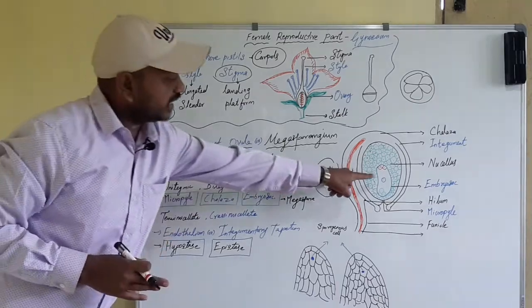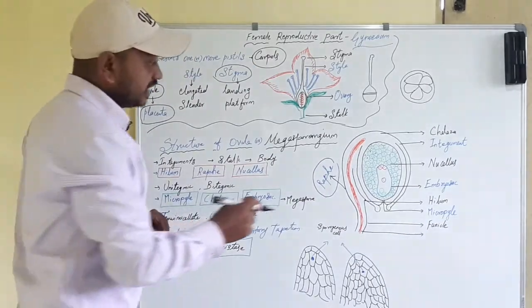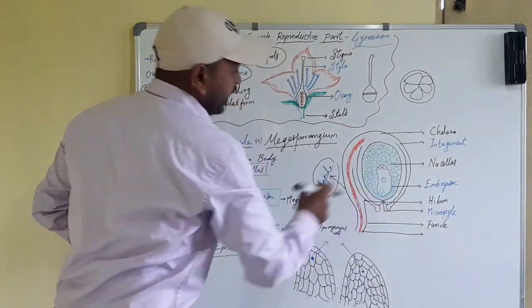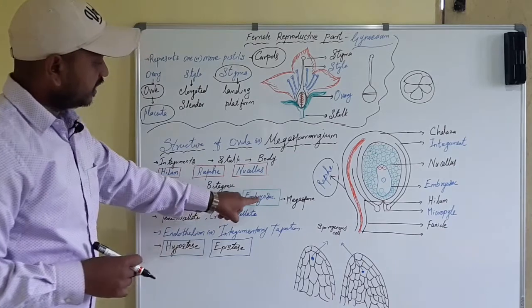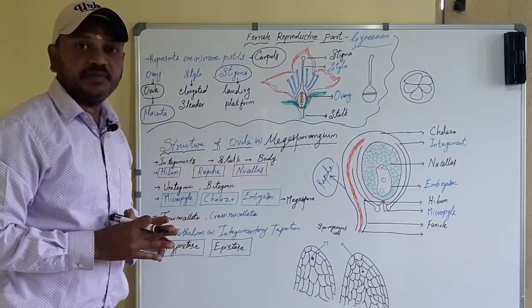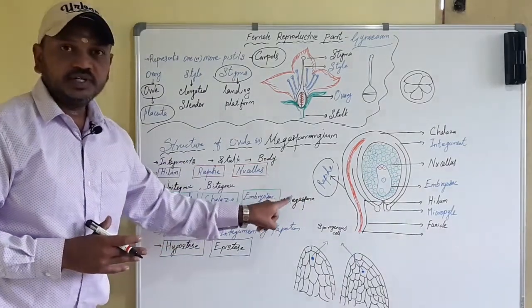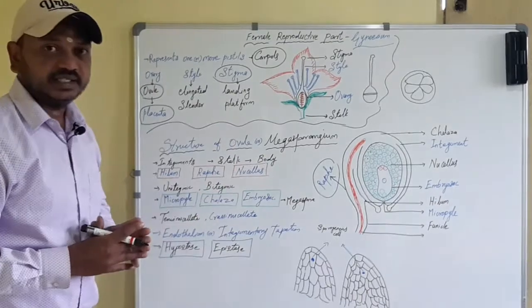Next, embryo sac. Inside the nucellus, an oval sac-like structure is placed near the micropyle. This structure is called embryo sac, or otherwise called the female gametophyte. The functional megaspore develops into this embryo sac. We will see that in the next class.